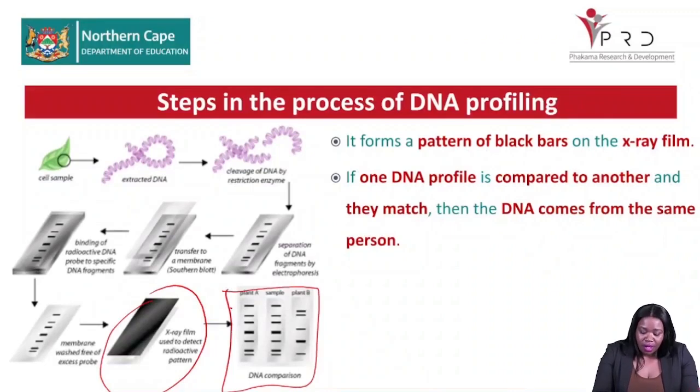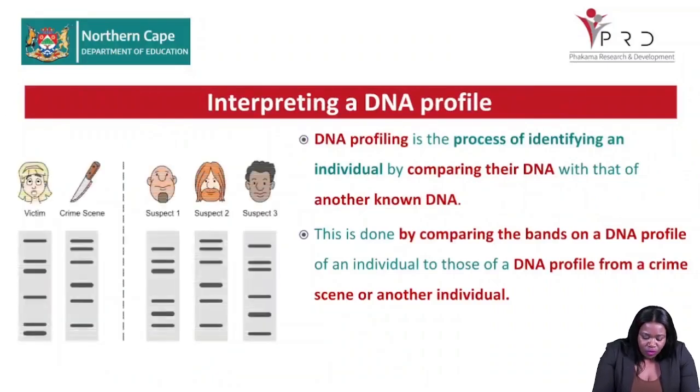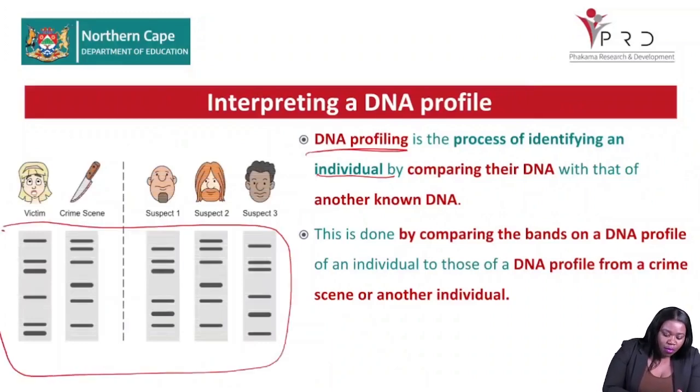Okay, now if this is from the same person, it means that the profile will be the same. If it is not from the same person, the profile will then look different. So the pattern of black bars is going to be formed, and if one DNA profile is compared to another and they match, we know that it is from the same person. Now let's have a look at how to interpret these DNA profiles, right? So remember, DNA profiling is a process of identifying an individual by comparing their DNA with a DNA profile that is known.